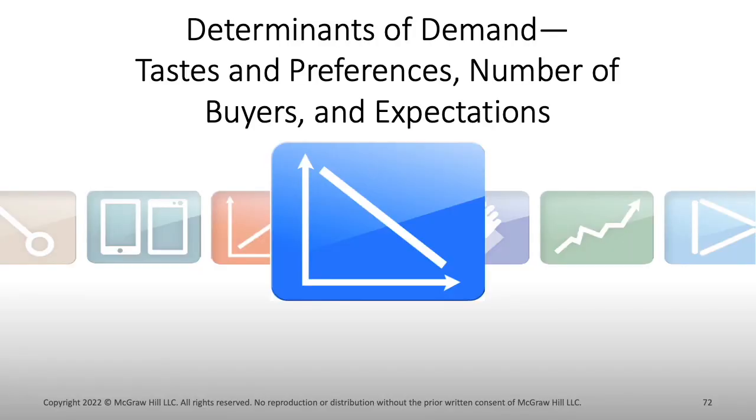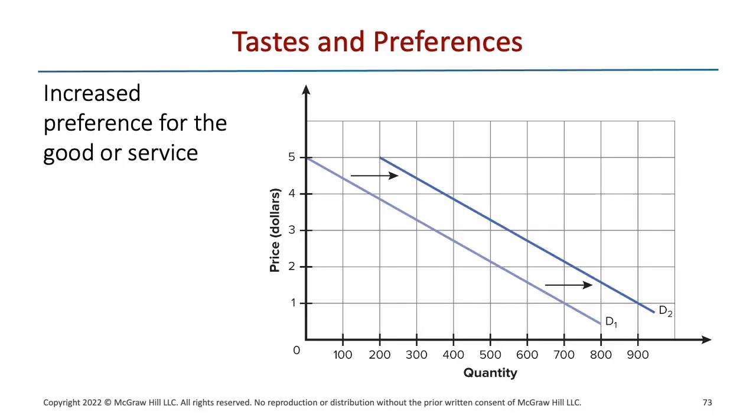Okay, so the next round of the determinants of demand, we're going to talk about tastes and preferences, number of buyers, and the expectations of future prices. So, tastes and preferences. If there's an increase in preference for a good, it's going to increase the number of buyers. If there's a decrease in the preference for a good, it's going to shift to the left, causing a decrease in demand for this good.